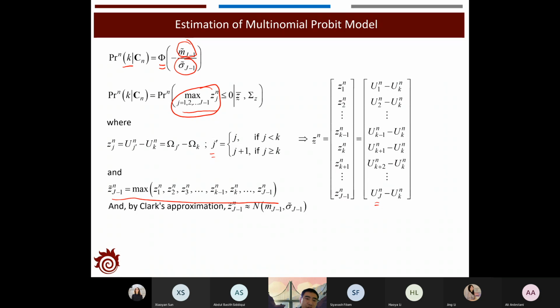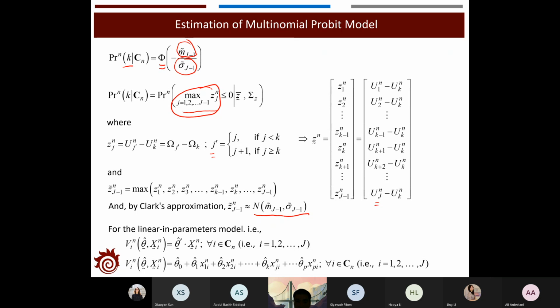And in order to find the distribution of zj minus 1 tilde, we have to use the clark approximation. Based on the Clark approximation, which we showed in the previous lecture, zj minus 1 tilde is also a normal distribution with the mean of mj minus 1 tilde and the standard deviation of sigma j minus 1 tilde. So this would be the distribution we defined from the approximation.